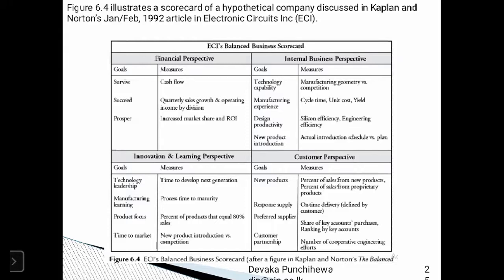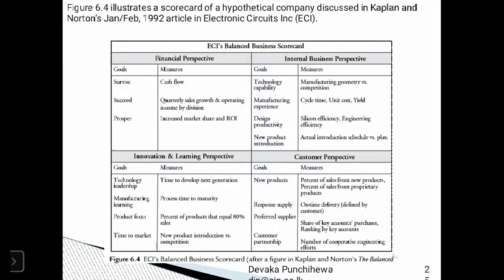Then response supply. That's the second goal. What is the measures? On time delivery defined by customer. Sorry, on time delivery, right? On time delivery. What is the third goal? Preferred supply. What is the measure? Share of key accounts purchases ranking by key accounts.